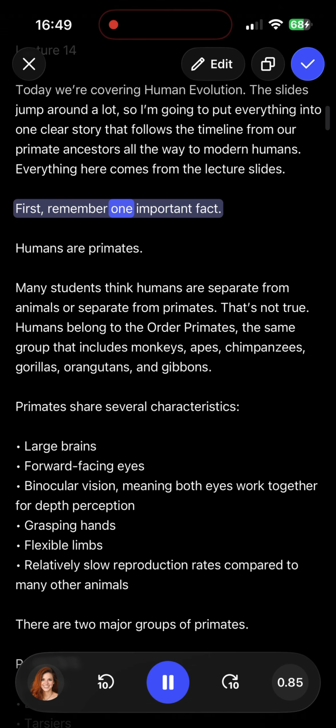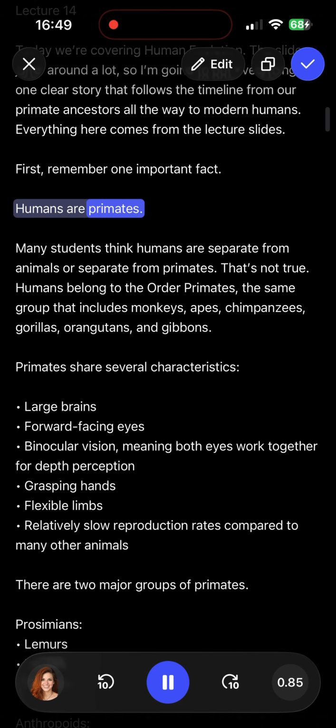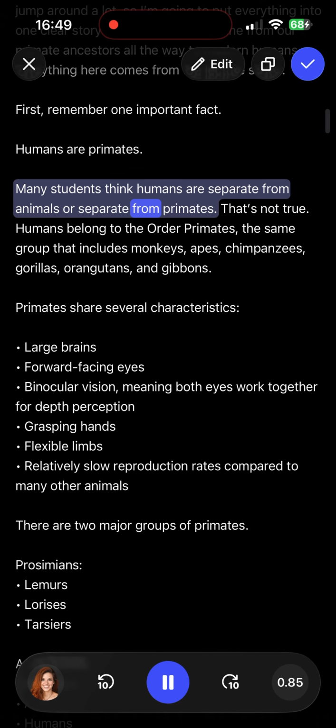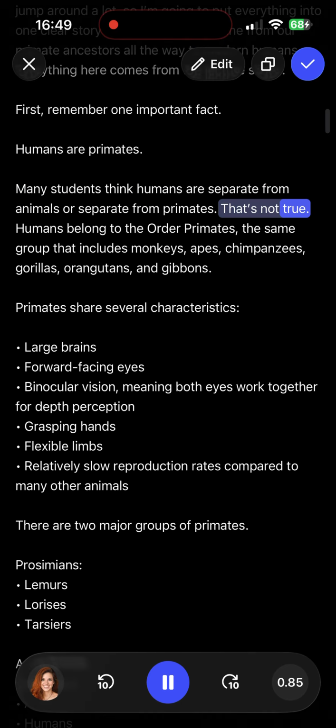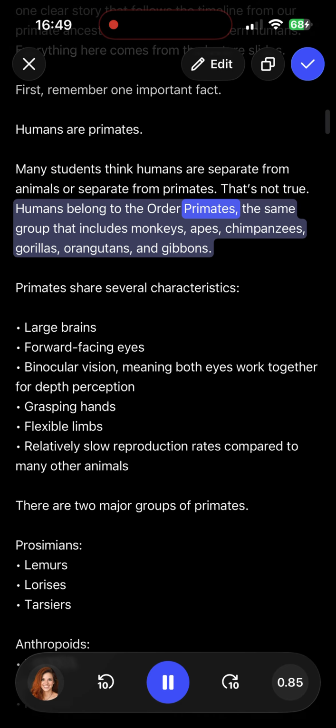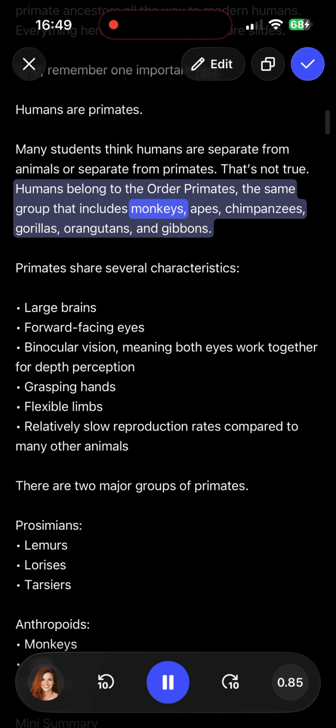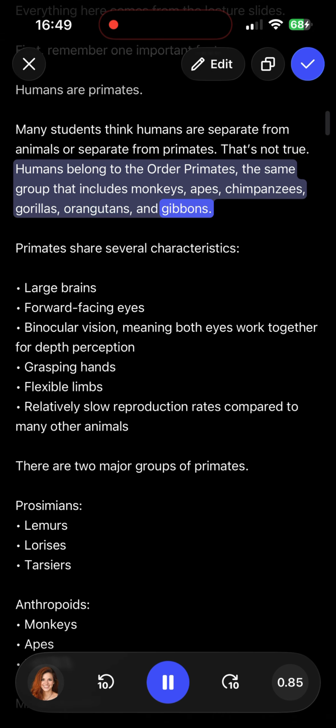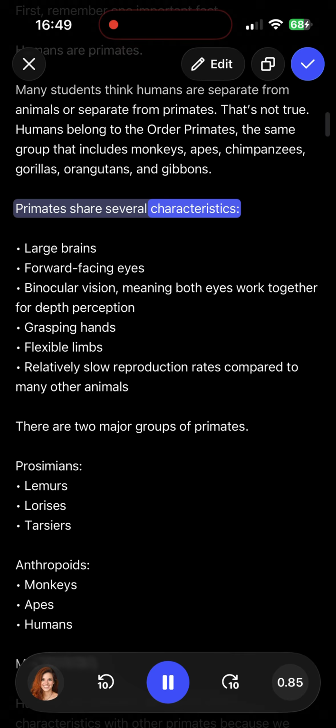First, remember one important fact. Humans are primates. Many students think humans are separate from animals or separate from primates. That's not true. Humans belong to the order primates, the same group that includes monkeys, apes, chimpanzees, gorillas, orangutans, and gibbons. Primates share several characteristics.